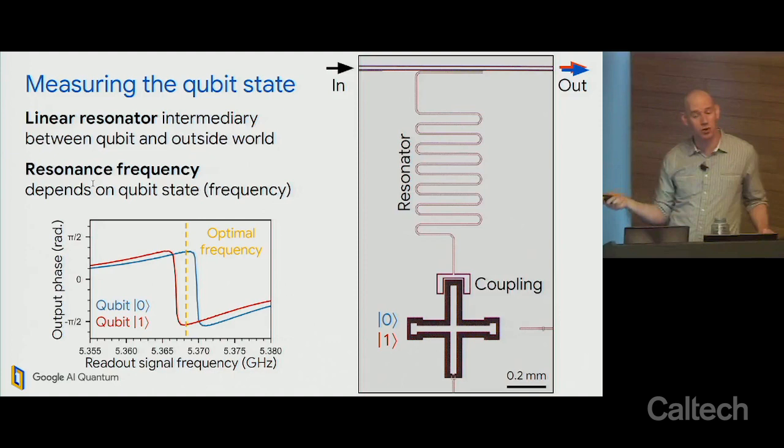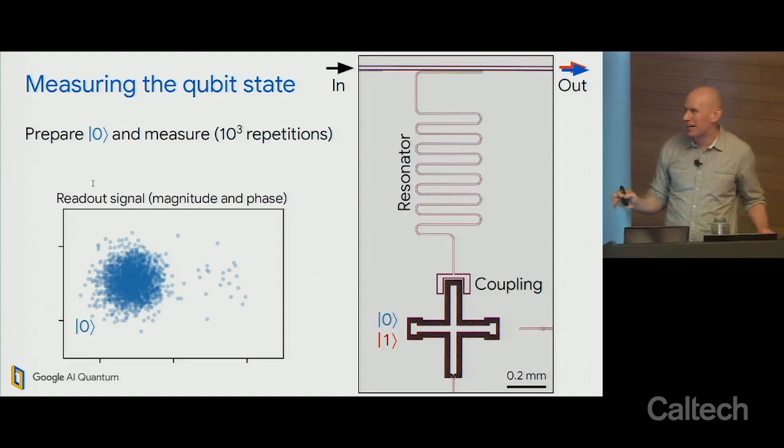Let's take a look at that in a little more detail with some real data here. So suppose we prepare the zero state, and we do this measurement operation, and we do that like 1,000 times. We get magnitude and phase information from each of those shots. So each of these points is from one of those repetitions, and it's plotted in this two-dimensional phase space for the magnitude and phase. We get this kind of cloud, and the size of this cloud is important, and it's related to the noise that we have in our readout chain. And that noise is very important to getting a good readout signal.